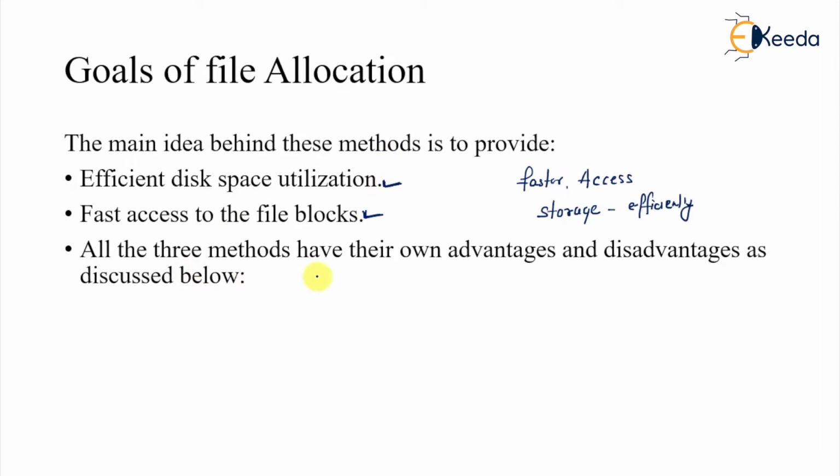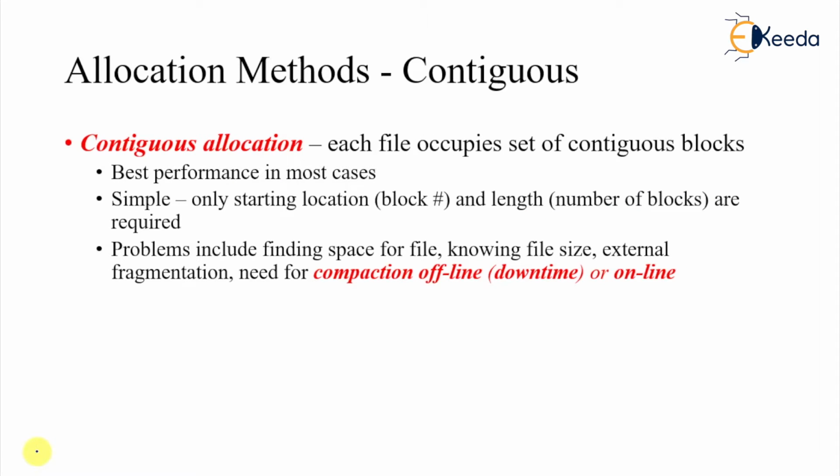All three methods have their own advantages and disadvantages, discussed below. Now we're going to discuss how each method works and the corresponding advantages and disadvantages. Among these, the first allocation is contiguous, and as the name suggests, the file is allocated in contiguous disk blocks.